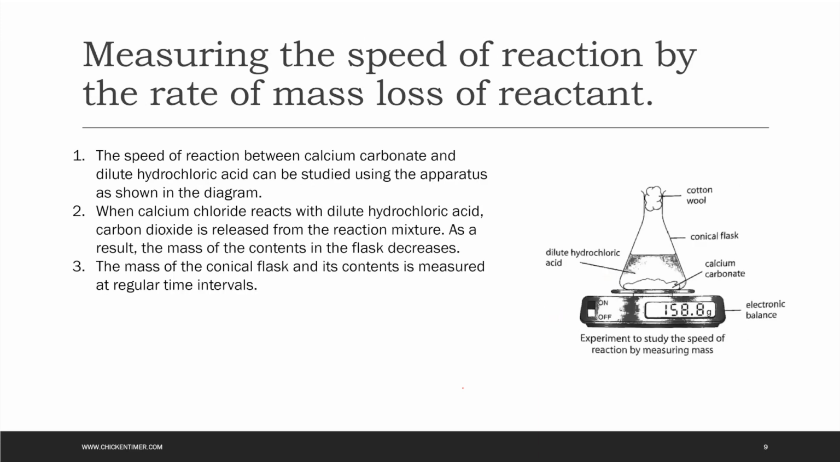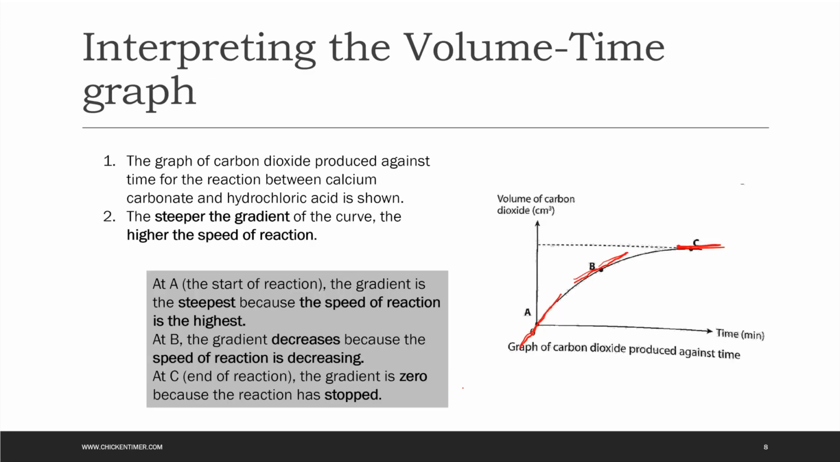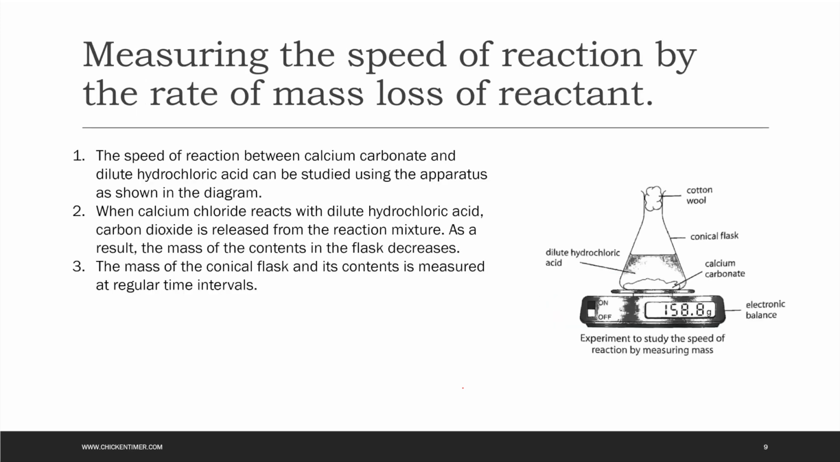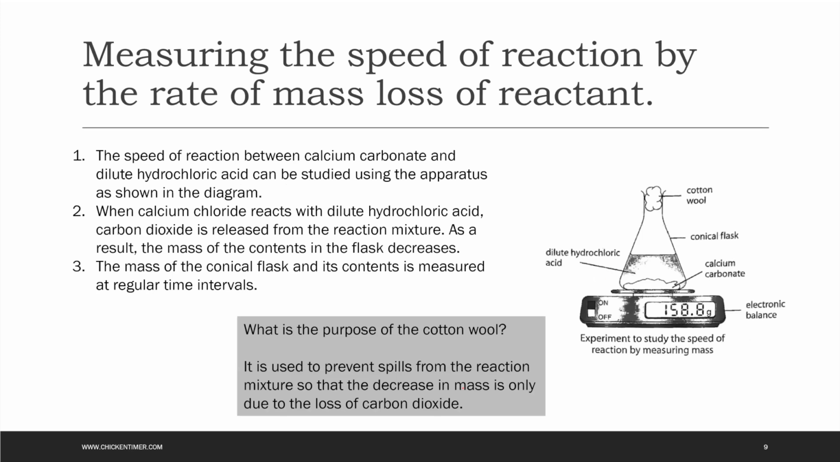Yeah, if it's mass loss, it's like this. The mass loss setup is significantly easier to set up than the product formation one. The cotton wool is there to prevent spills from the reaction, so you only have the decrease in mass because of the gas loss.